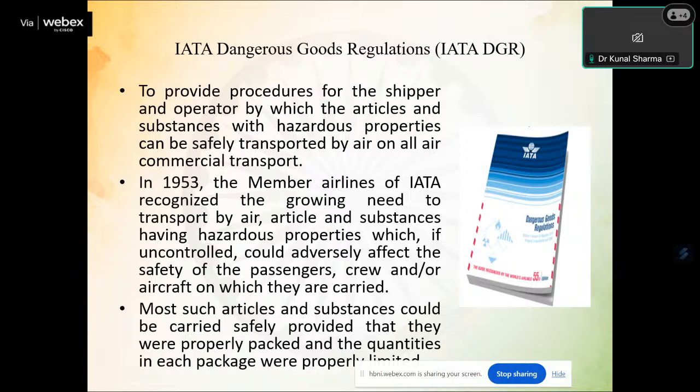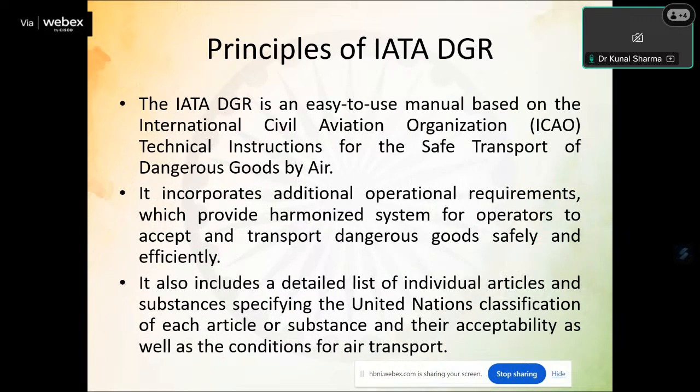Most such articles or substances could be carried safely provided that they were properly packed and the quantities in each package were properly limited. What are the principles of IATA DGR? The IATA DGR is an easy to use manual based on the International Civil Aviation Organization, the ICAO, technical instructions for the safe transport of dangerous goods by air. Again, as we have discussed the hazards of chemical ship transport, similarly for the air, the transport is also a very big thing. It incorporates additional operational requirements which provide harmonized systems for operators to accept and transport dangerous goods safely and efficiently.